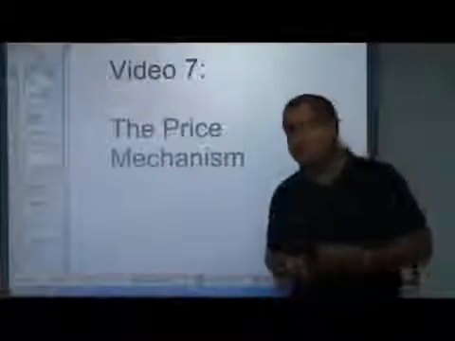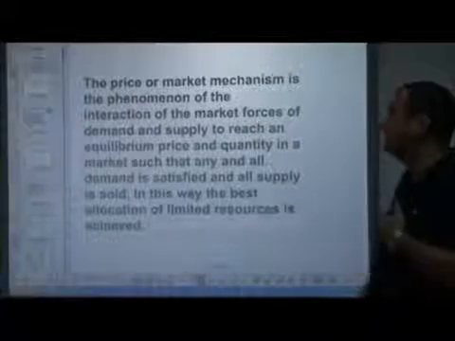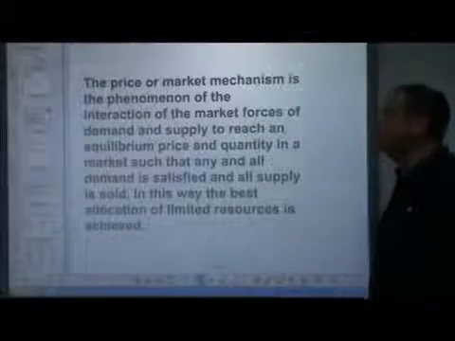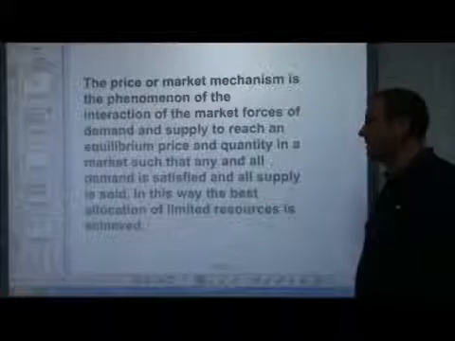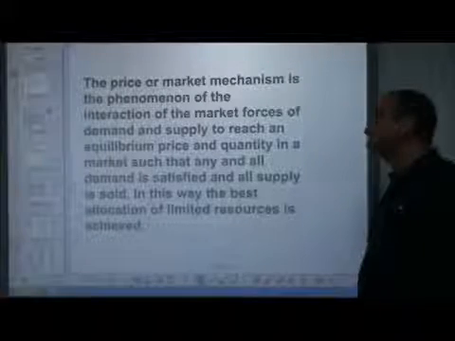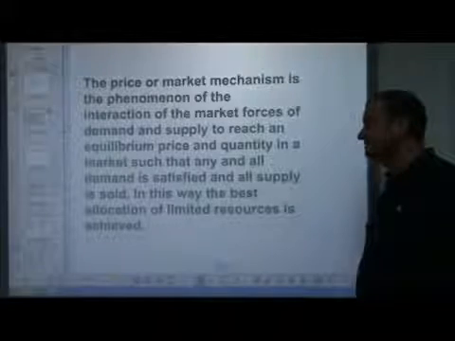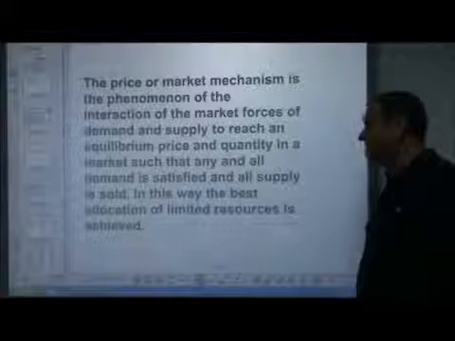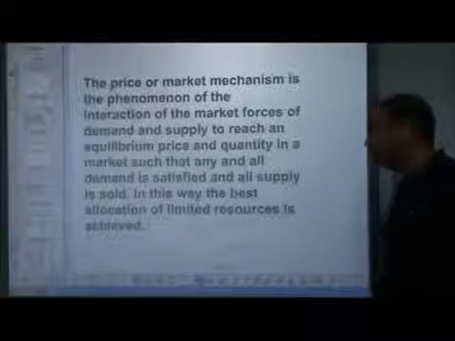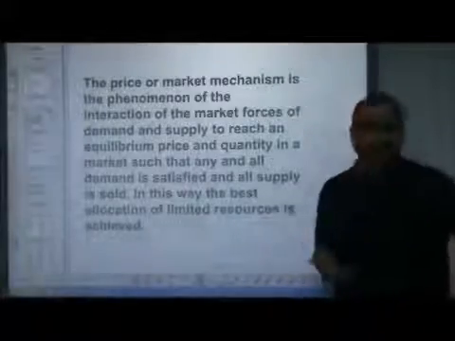Whatever you call it, it's something you have to understand: what it is and how it's operating in markets. So let's start with the definition. The price or market mechanism is the phenomenon of the interaction of the market forces of demand and supply to reach an equilibrium price and quantity in a market such that any and all demand is satisfied and all supply is sold. In this way, the best allocation of limited resources is achieved. That's the definition.